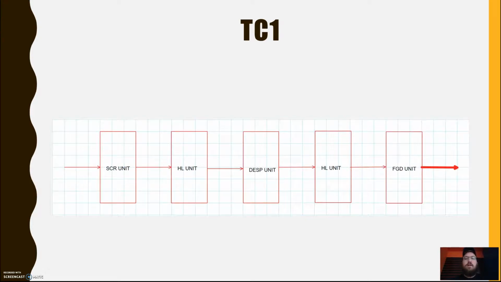We'll start with a schematic of the air emissions flow for TC1. Flue gas is sent from the process through a selective catalytic reduction unit, followed by a hydrated lime injector unit, and then a dry electrostatic precipitator unit, followed by another hydrated lime injection unit, and then finally a flue gas desulfurization unit before being sent out the stacks.